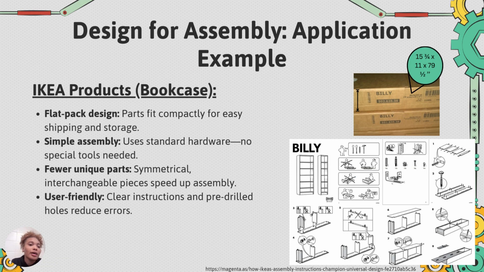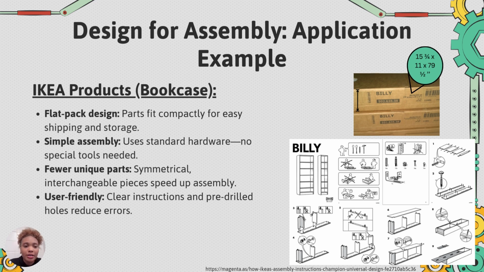But let's really look at it. Let's look at IKEA products such as a bookcase. On the right, you can see that the bookcase, when they're built, the dimensions are like a 15 by 11 by 79, but the package itself is relatively thin because they have a flat pack design. So the parts fit compactly for easy shipping and storage.